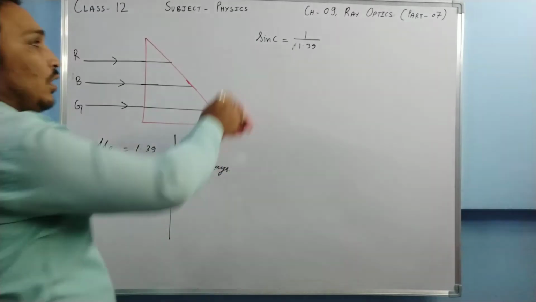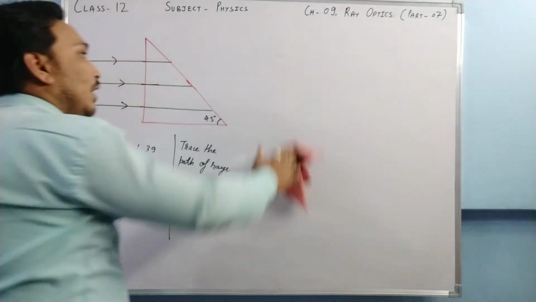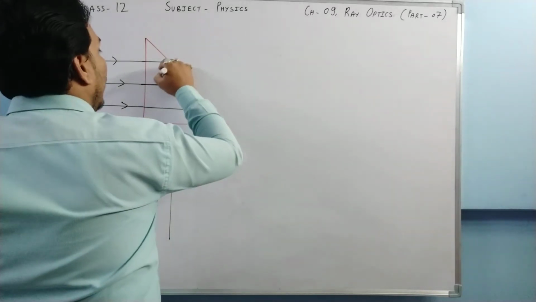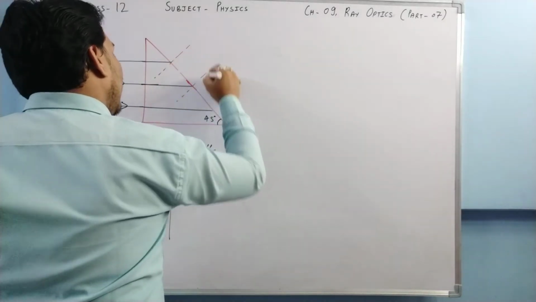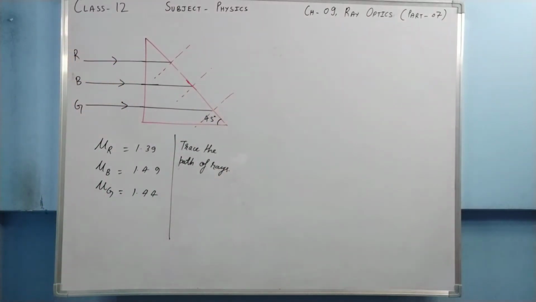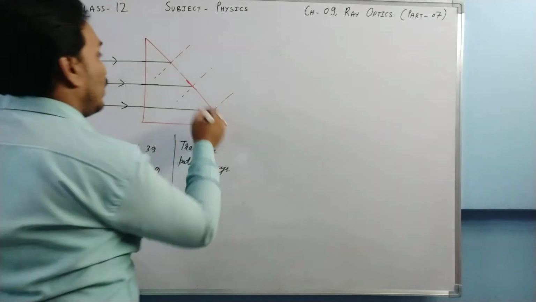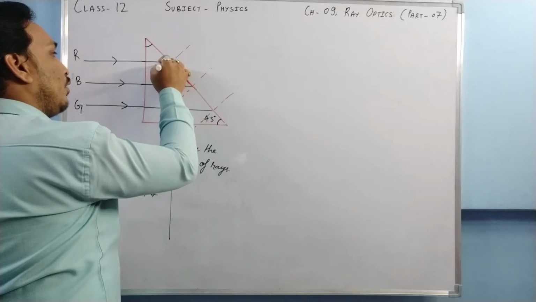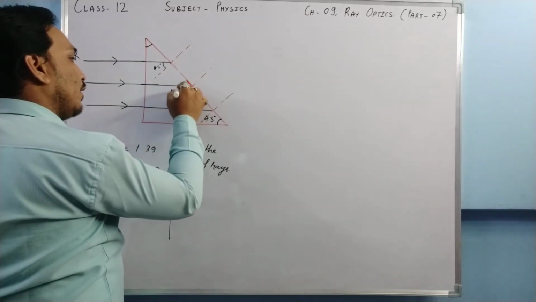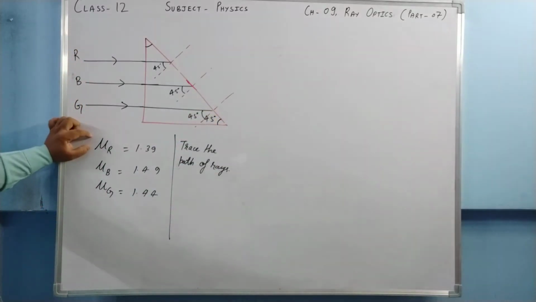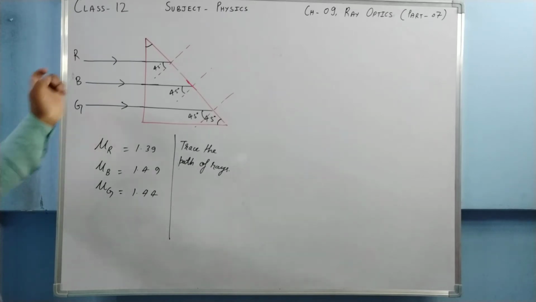So I'm going to take a different approach. If I see the diagram very minutely, I find that the angle of incidence in each case is 45 degrees. Just see, if this angle is 45, this is also 45, this is also 45. For each of them, the angle of incidence is 45. What I need to find out now is whether the critical angle of red color is greater than 45 or less than 45. That's it.